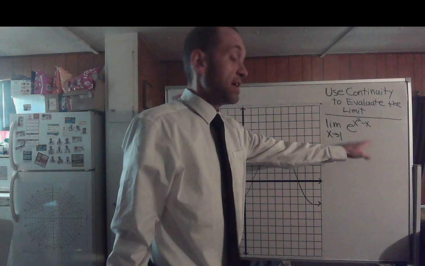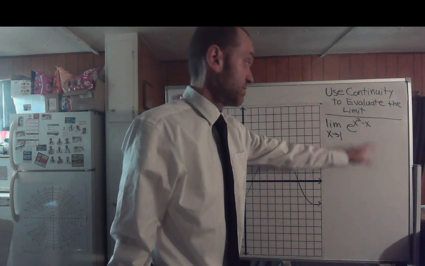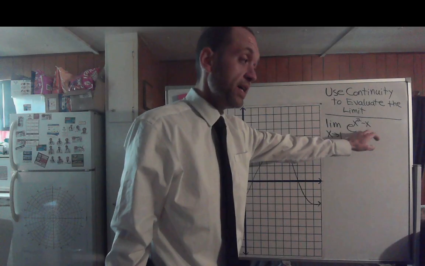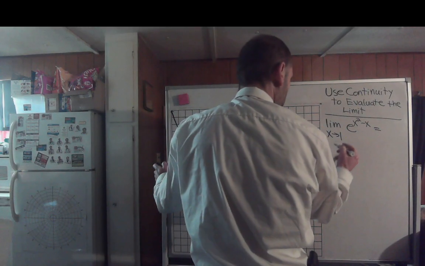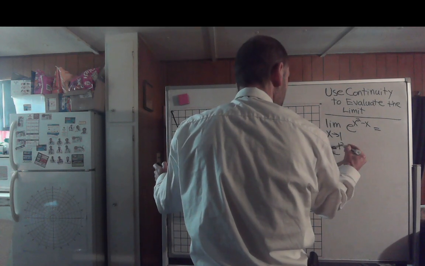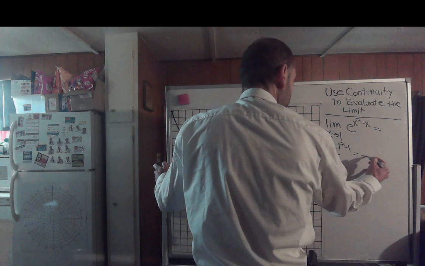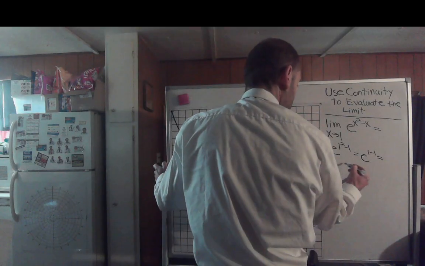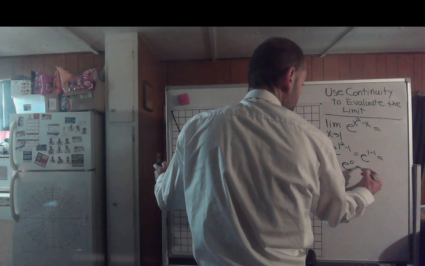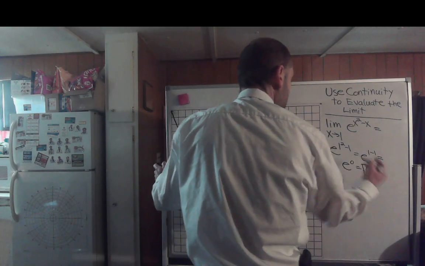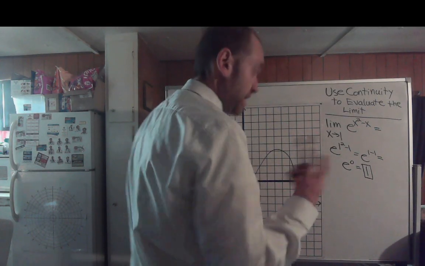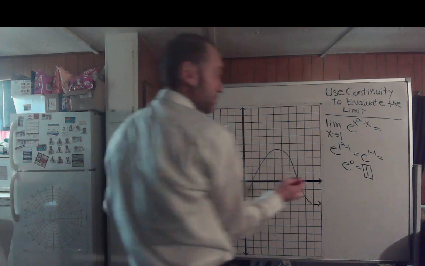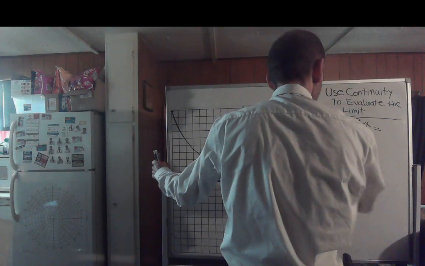Well, e is defined for the entire set of real numbers, and so is the polynomial that it's raised to, so we can use continuity, which would enable us to use direct substitution. So let's put in 1 for x. You would get e to the 1 squared minus 1, which gives you e to the 1 minus 1. That gives you e to the 0, which would just give you 1. So the limit as x approaches 1 of this function is going to be 1, based on using continuity to evaluate the limit. I got one more of these.